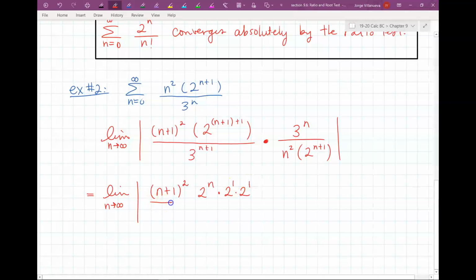Okay? Divided by, well, the bottom, I can rewrite it as what? 3 to the n times 3. Right? And then the other one, you don't really break down too much. 3 to the n is there, n squared. And then 2 to the n plus 1, I'm going to write it as 2 to the n times 2. And now let's start canceling stuff out.